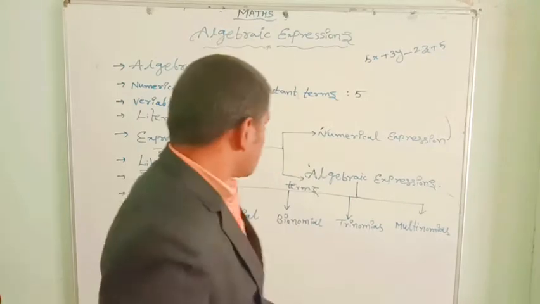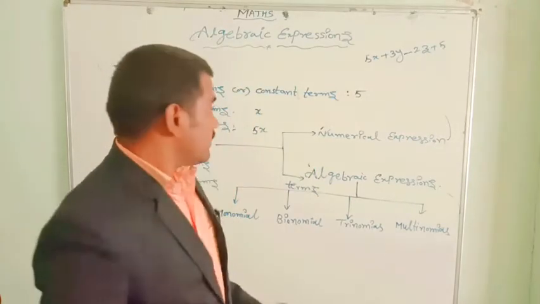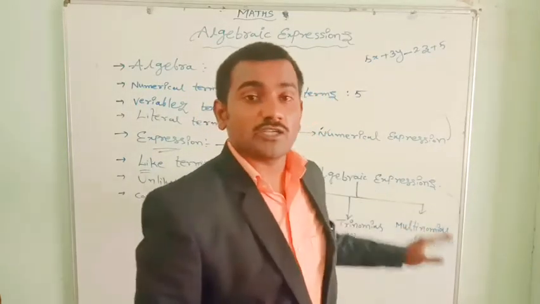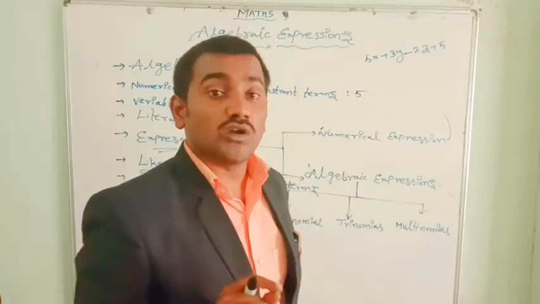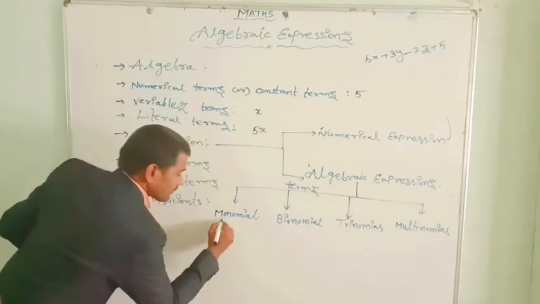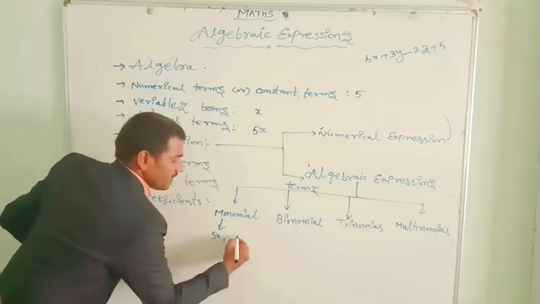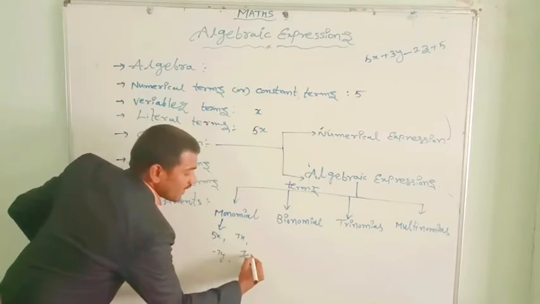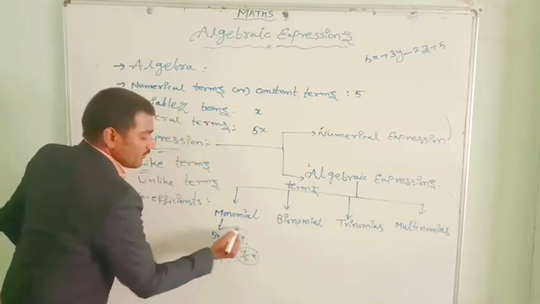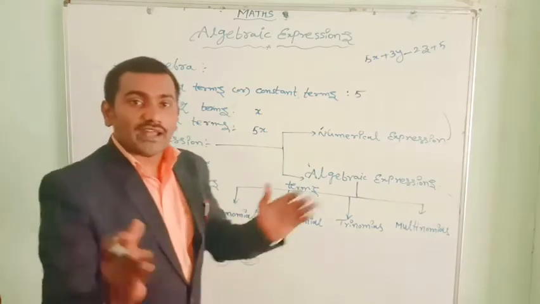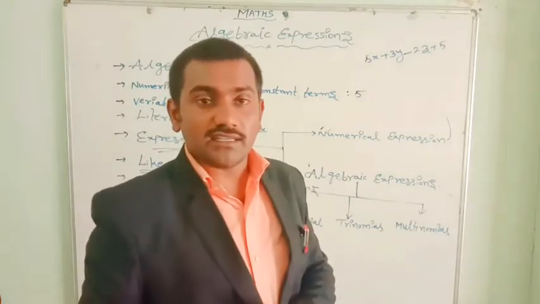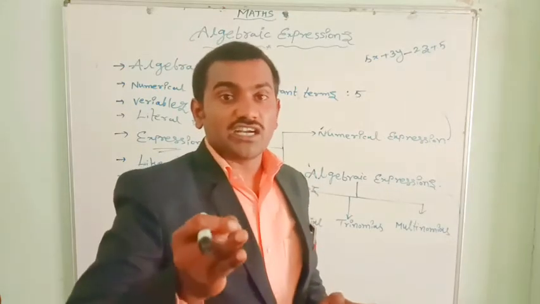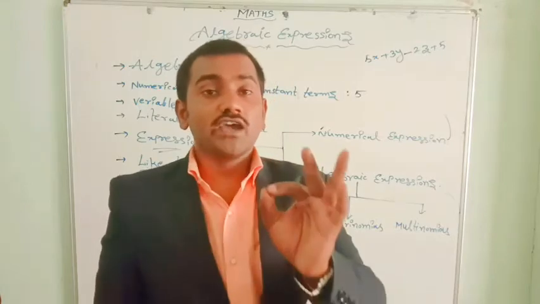So what is the meaning of monomial? If an algebraic expression contains only a single term, it's known as a monomial. For example, 5x, 7x, minus 7y, 7 by 2x. In these we have only one term. These terms are not connected by any arithmetical operation, plus or minus. So they are known as monomials. In the sense, if an expression contains only one term, it's known as a monomial.